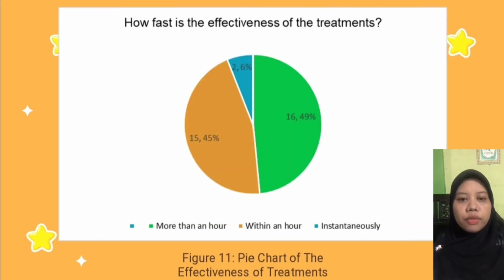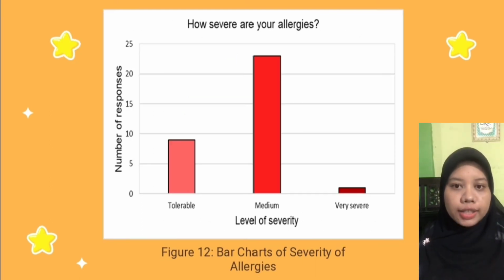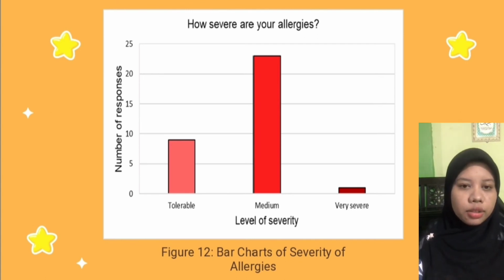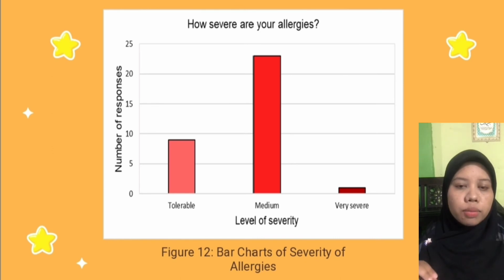Next is a pie chart of the effectiveness of treatment. More than an hour is 16.49%, an hour is 50.45%, and instantaneously is 2.6%. The bar chart of the severity of allergy shows the options terrible, medium, and very severe. The highest number of responses is medium, and the lowest number of responses for severity is very severe.